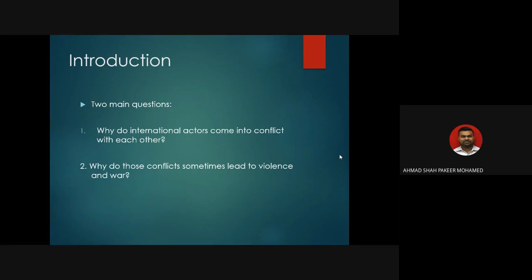First, why do international actors come into conflict with each other? A lot of reasons. Maybe you can just look at the international system itself, the ideology itself, the needs, the power, and the needs for imperialism. So conflict happens from different factors. Second, why do those conflicts sometimes lead to violence and war? These are the two main questions.